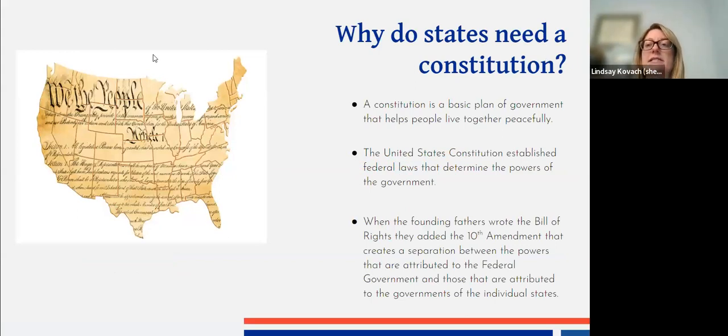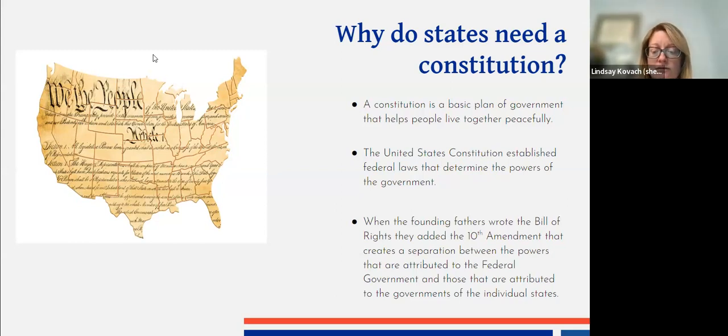So why do states need a constitution? A constitution is a basic plan of government that helps people live together peacefully. The United States Constitution has established federal laws that determine the powers of the government. When our founding fathers wrote the Bill of Rights, they added the 10th Amendment, which creates a separation between the powers of the federal government and those that are attributed to the governments of the individual states.